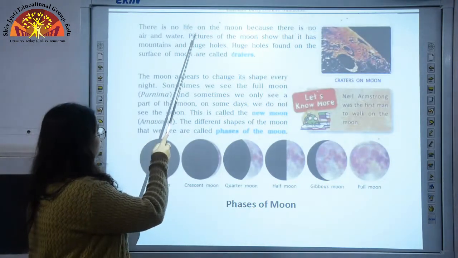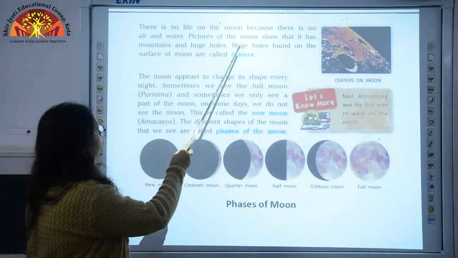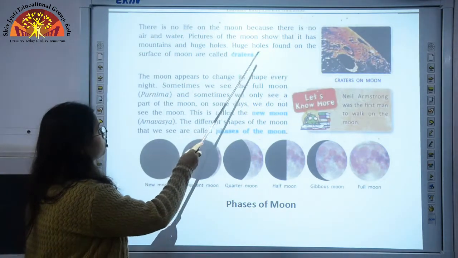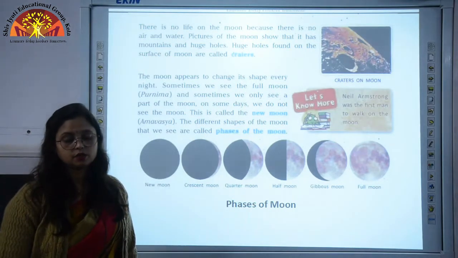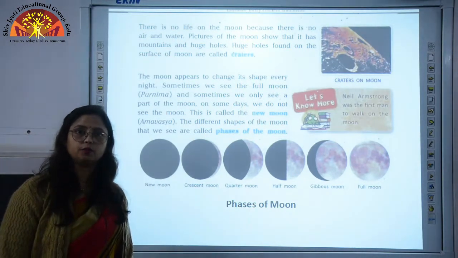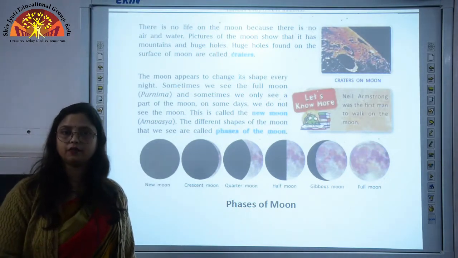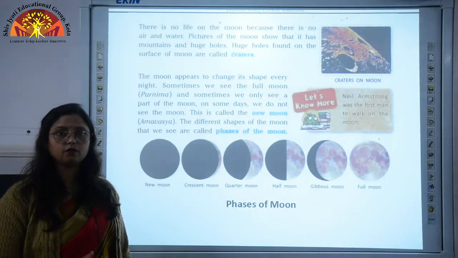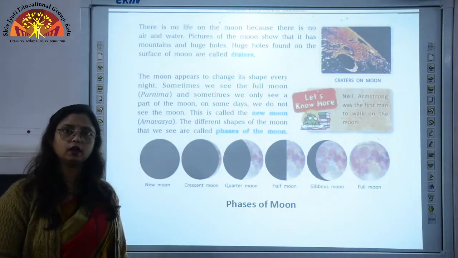Now there is no life on the moon because there is no air and water. Pictures of the moon show that it has mountains and huge holes. Huge holes found on the surface of the moon are called craters. So children, nobody can live on the moon because the moon does not have air and water, and all living things need air and water to survive, and these are available only on the earth, so life exists only on the earth.